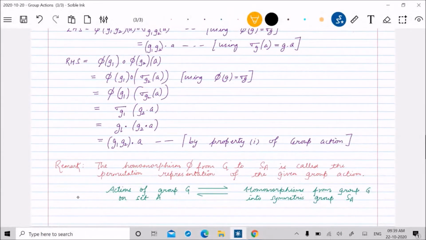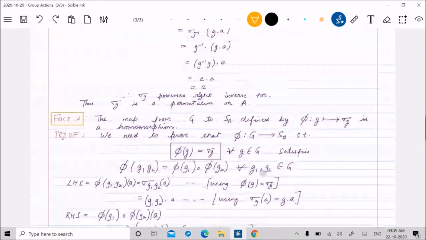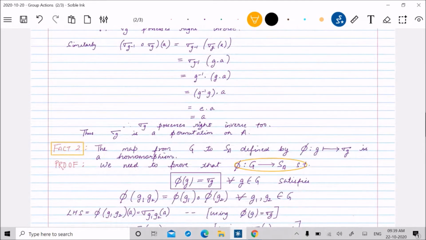You should remember this thing, that all the actions of group G on set A are in 1-1 correspondence, which means there is a bijection, to all the homomorphisms from group G into S_A. Please note that the word is into. It's not onto. It doesn't mean that this mapping is onto. It may be into, right?